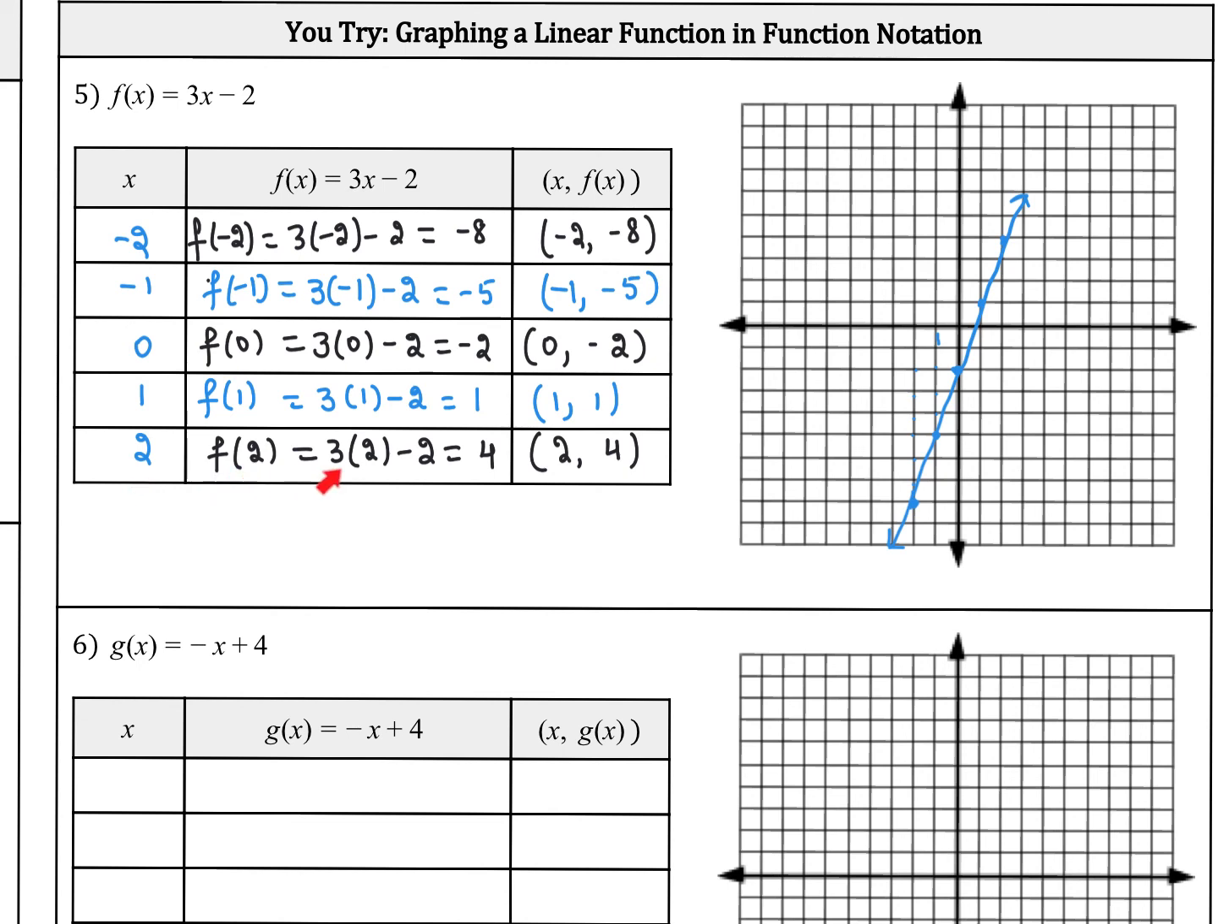Next is 2. So f of 2 equals 3 times 2 minus 2. So 6 minus 2 is 4. So 2, 4. Now you're going to plot all of those points. So -2, -8, -1, -5, 0, -2, 1, 1, and 2, 4 to get the line graph.